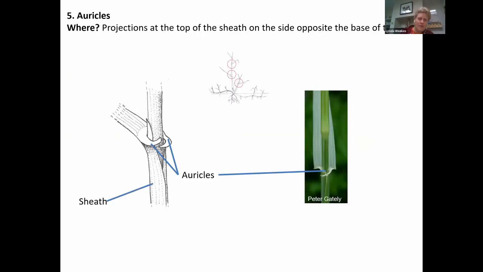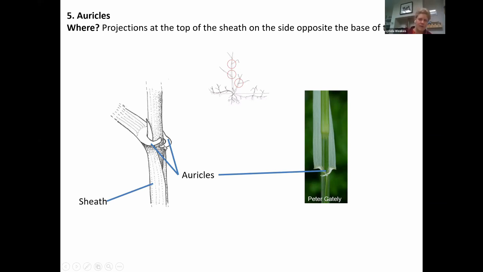So number 5 then, we're looking at auricles, and you will find these auricles if they're present. They're not always present. Ligules are always present, but auricles are present in some species, but not in others. So here we have a grass, we have our leaf, we have our ligule, and we have our sheath. So right at the top of the sheath, opposite the ligule or opposite the leaf, you might have these little projections growing out. And these are called auricles.